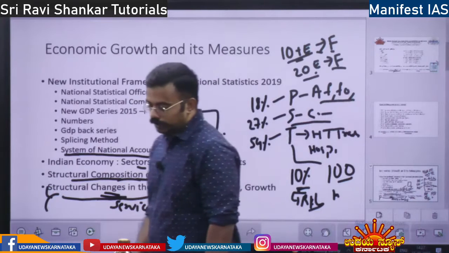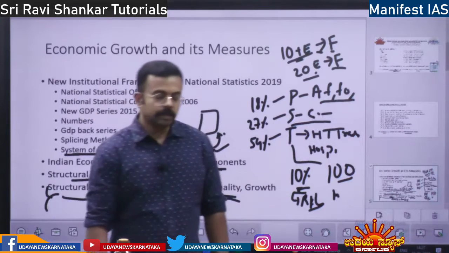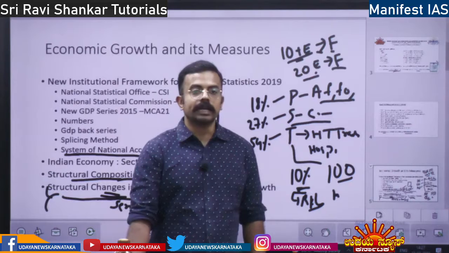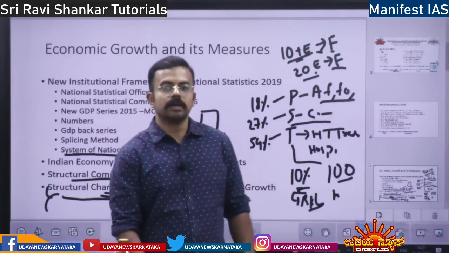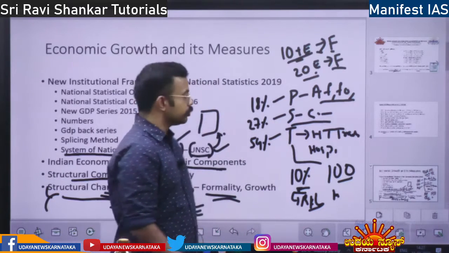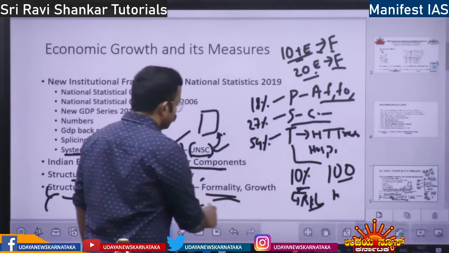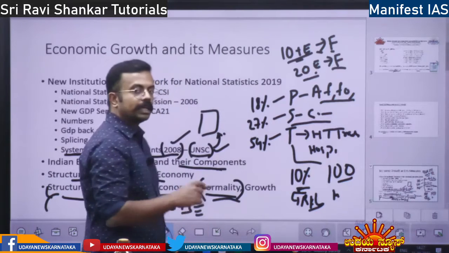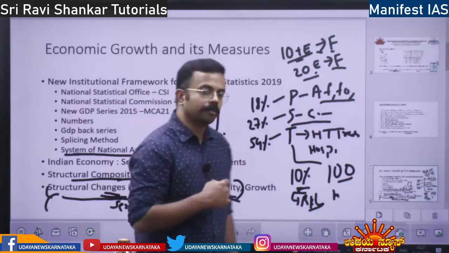Along with that, if you own a bank account and transact all your money through a bank account, that is also called formal. So this is about formality. So the economy is moving from informal to formal economy, right?